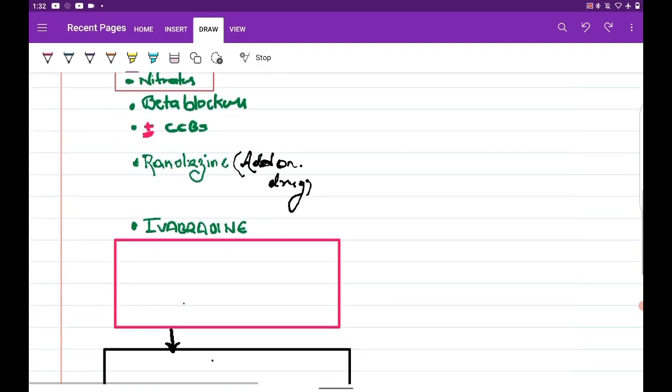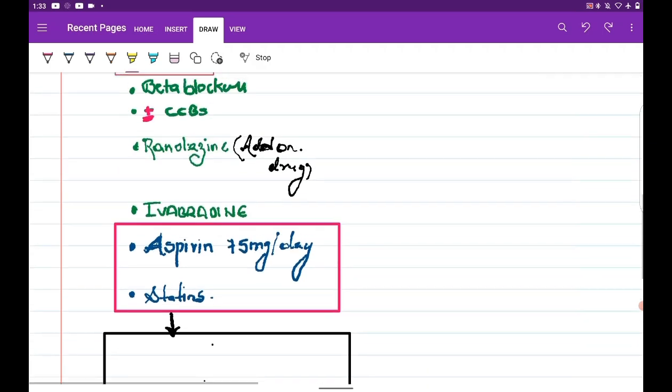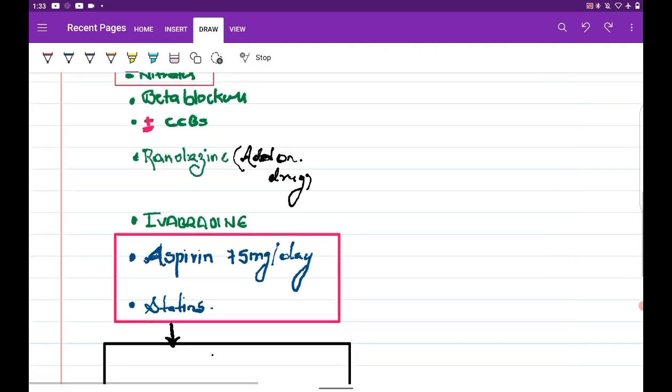Also, ivabradine is used. One of the main drugs used in these conditions is aspirin, 75 mg per day, because I told you there is a formation of plaque inside the blood vessel and this will prevent platelet clot formation over the plaque, because aspirin is an antiplatelet drug. Also, the plaque is formed of excess cholesterol in our body, so we prescribe statins to reduce the cholesterol in our body. So the main treatment involves the use of nitrates as vasodilators, and beta blockers for decreasing the work of the myocardium.